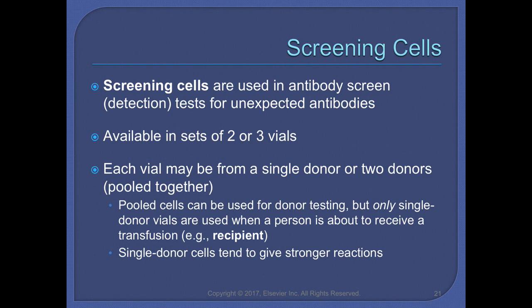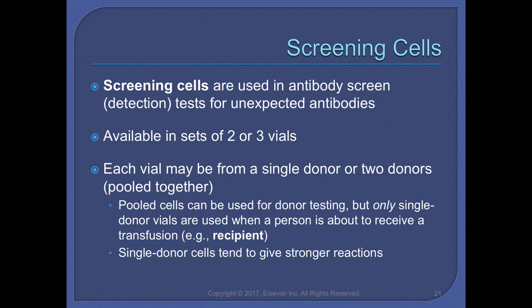Okay, another form of red cell reagents are the screening cells. We're going to talk about that a little bit later when we start talking about antibody identification. Screening red cells are actually used in antibody screenings, or for antibody detection, to test for unexpected antibodies in the patient's serum or plasma.